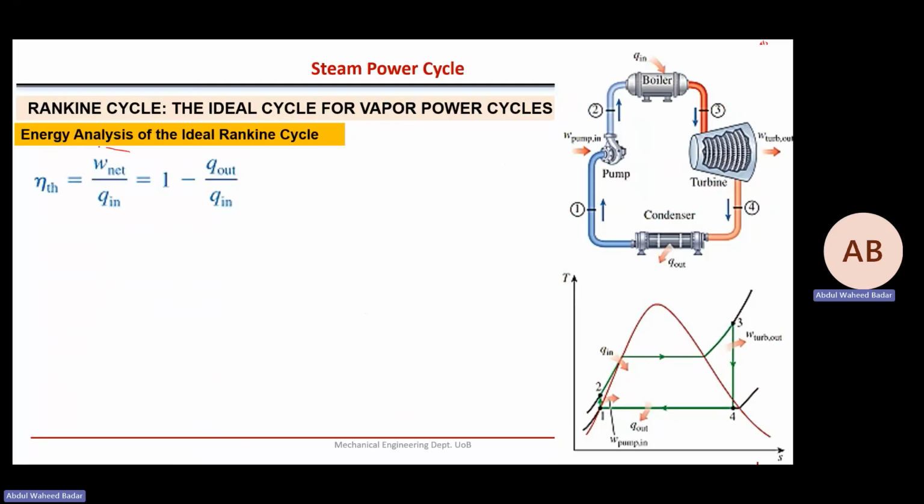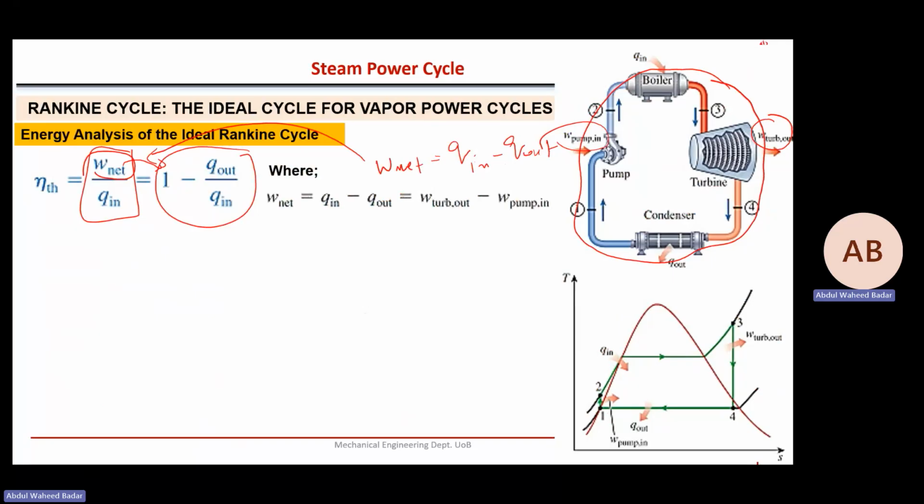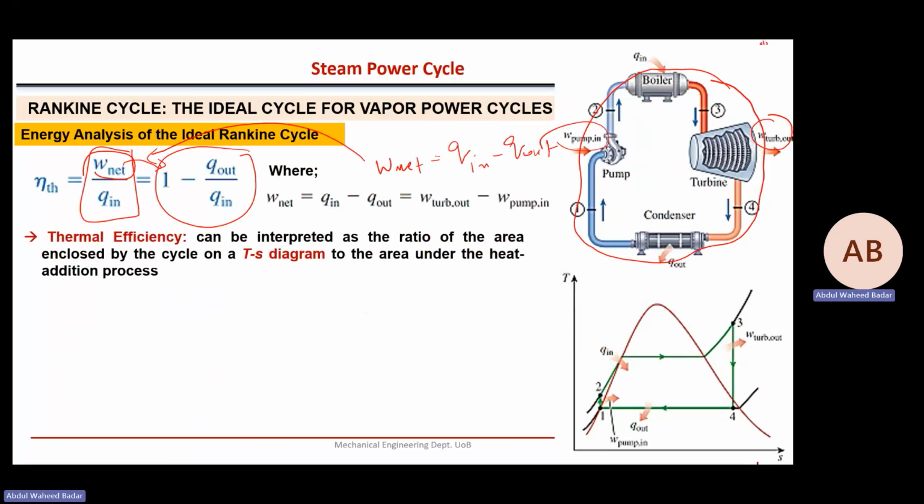Efficiency clear? Net work means, yeah, and that can be shown like this if you apply the overall energy balance. So it can be shown that W net is equal to Q in minus Q out. So replace it here. This is another way to write the efficiency. Okay. So W net, Q in minus Q out, is equal to W turbine minus W pump.